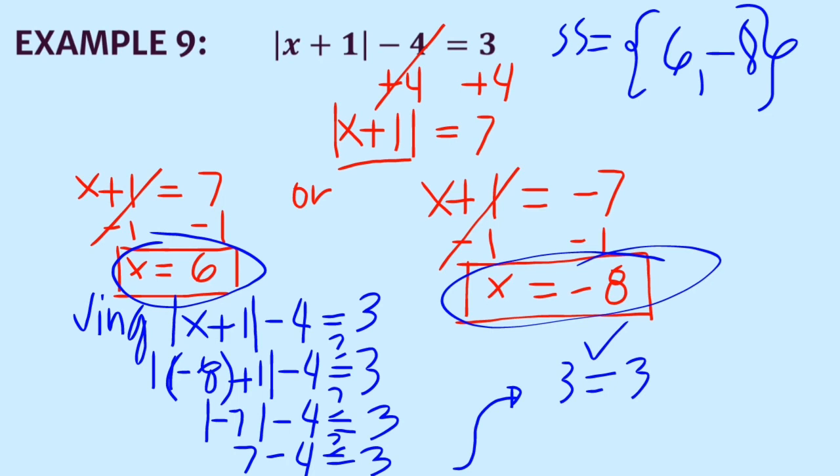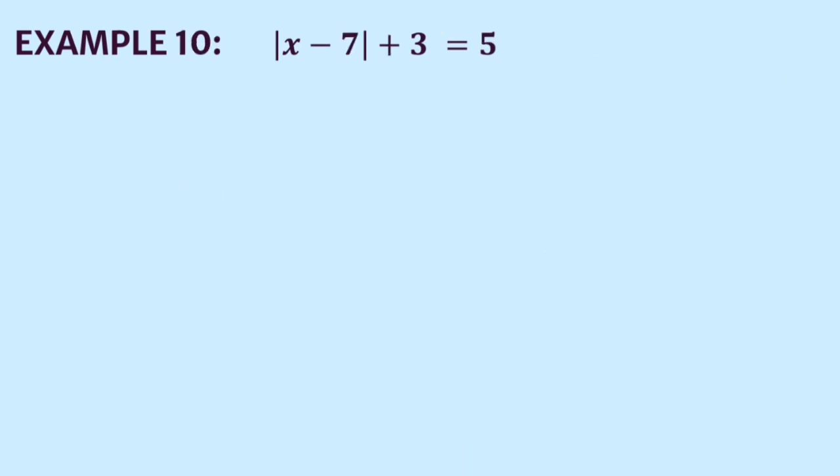Okay, for the next example. Same concept with our example 9. So the first thing we have to do is to what? Eliminate this one, minus 3. This will be cancelled out and our new equation is the absolute value of x minus 7 is equal to 5 minus 3. It is 2.